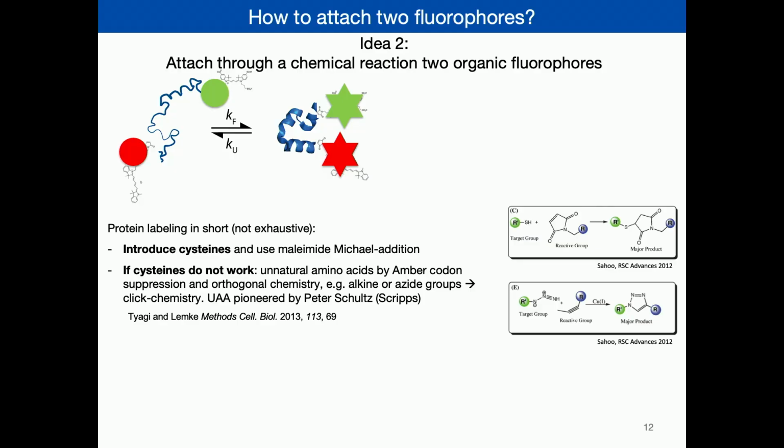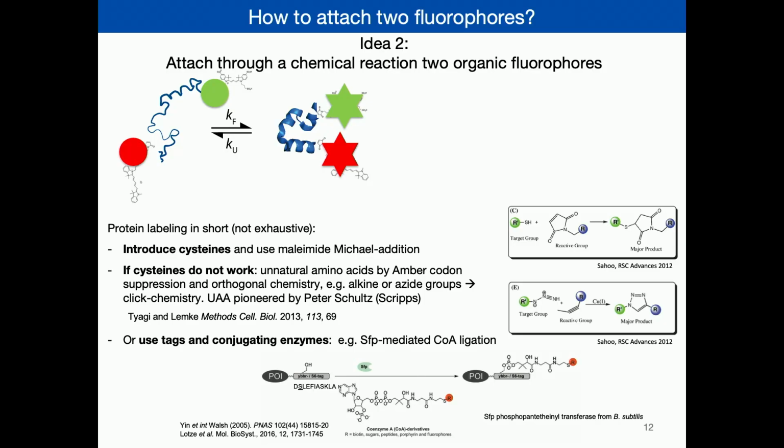And one way that we also use in the lab is protein engineering. That means you introduce, using amber codon suppression, a chemistry group with unnatural amino acids that allows you, for instance, to then use click chemistry approaches, as illustrated down here, with alkynes and azides, for instance.